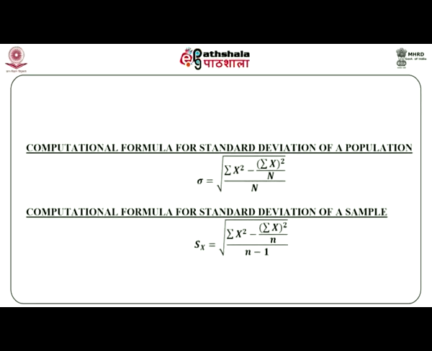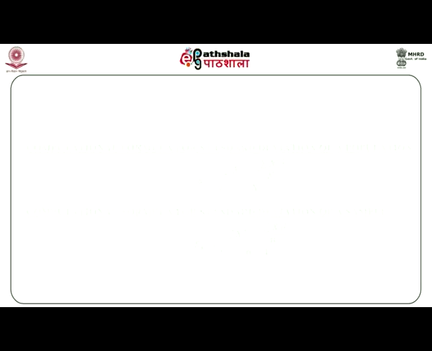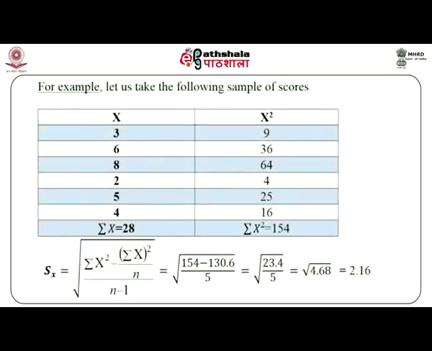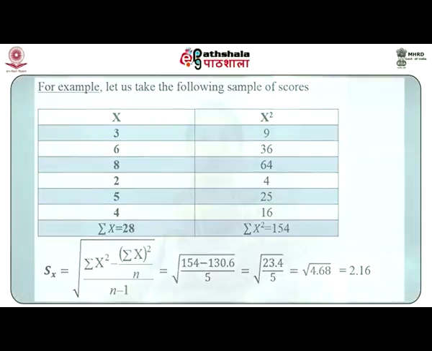So the standard deviation formula is just a replica of the variance formula with a minor change that it has a square root over it. An example would illustrate how the standard deviation is calculated, and we find that the standard deviation of the example given here in the table turns out to be 2.16.